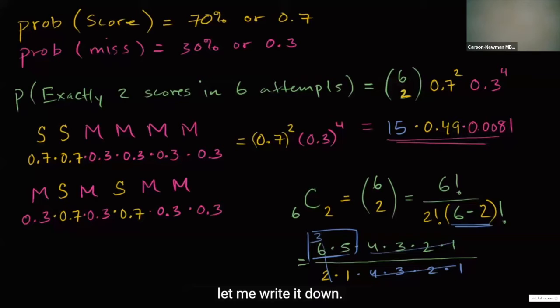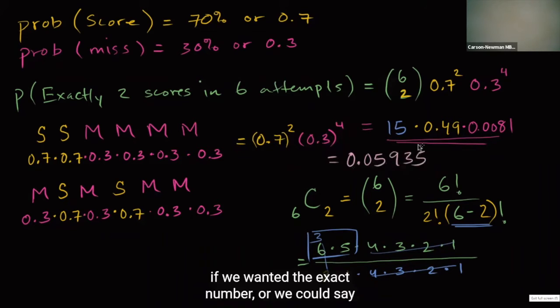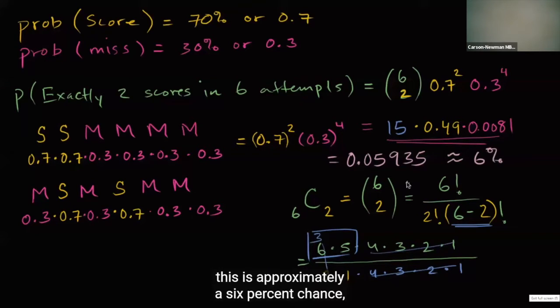I'll write it in a slightly less bold color, since I'm running out of bold colors. This is going to be equal to 0.059535 if we wanted the exact number. Or we could say this is approximately, if we round to the nearest percentage, a 6% chance, 6% probability of getting exactly 2 scores in the 6 attempts.